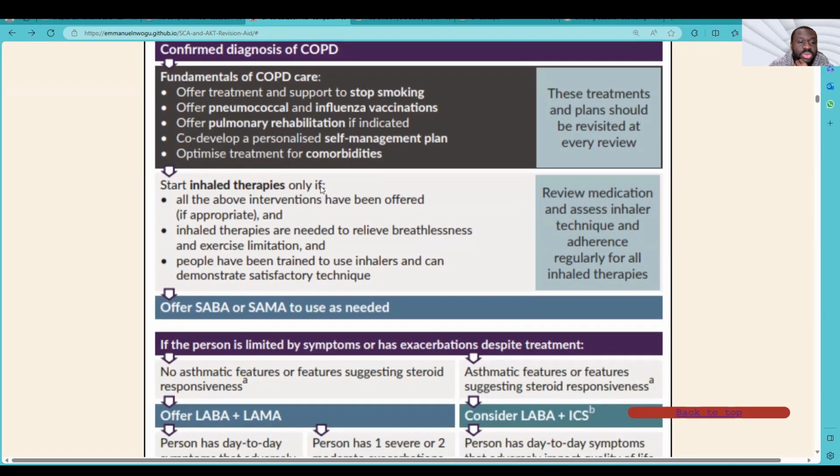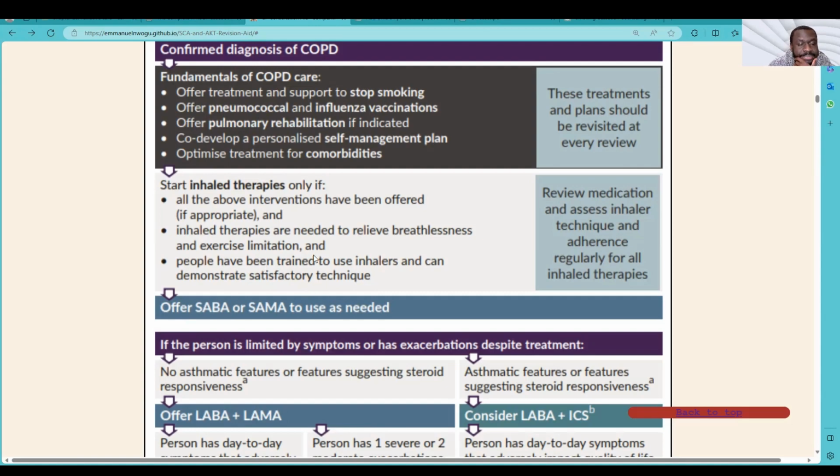Start inhaled therapies only if all the above interventions have been offered, if appropriate, and if inhaled therapies are needed to relieve breathlessness and exercise limitation, and people have been trained to use inhalers and can demonstrate satisfactory technique. So it's really important to ensure proper inhaler use. Proper inhaler use is paramount.